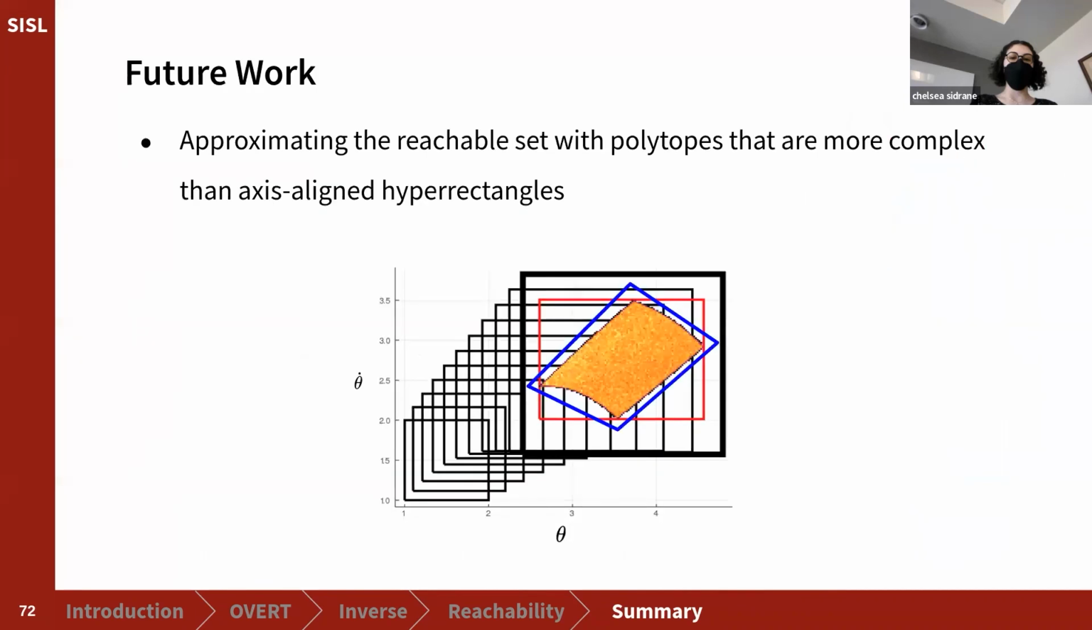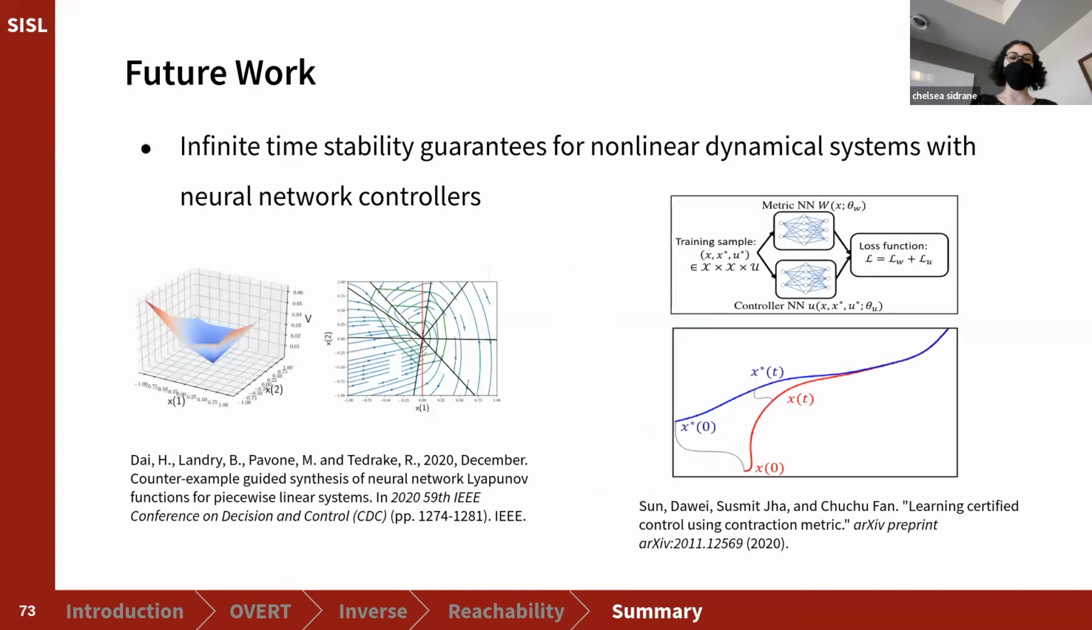So the first area of future work that I'm interested in is approximating the reachable set with polytopes that are more complex than axis-aligned hyperrectangles. While this may seem like a simple strategy, shape mismatch of the reachable set is responsible for the majority of the overapproximation error, even when dealing with nonlinear dynamics, due to the fact that the bounds we use from OVERT are so tight.